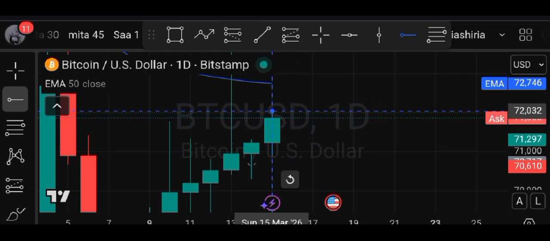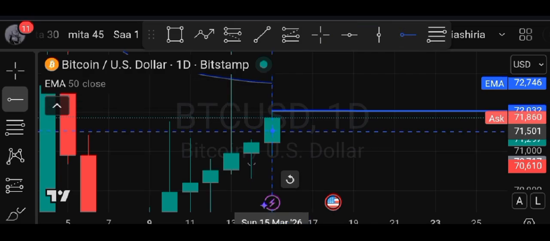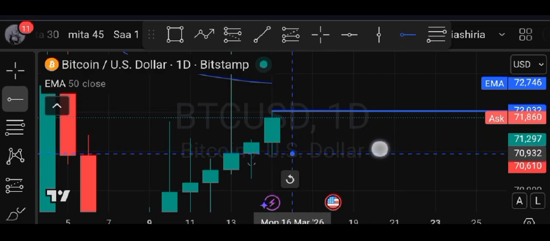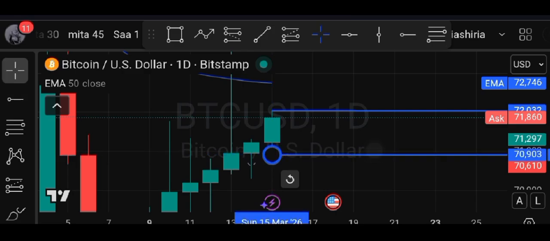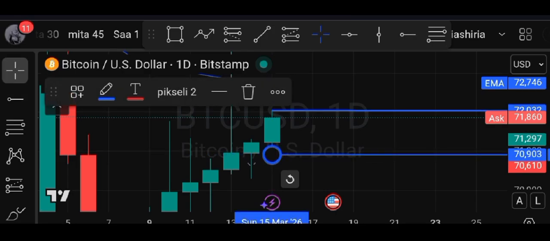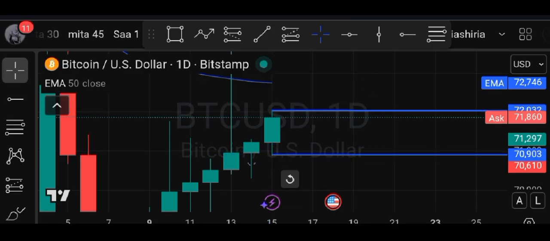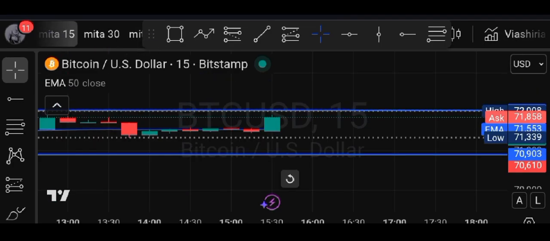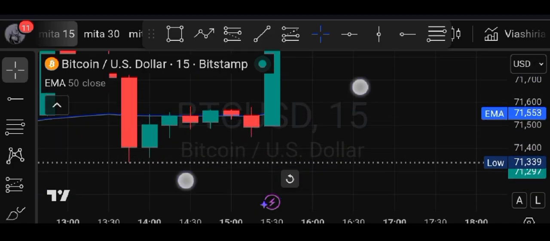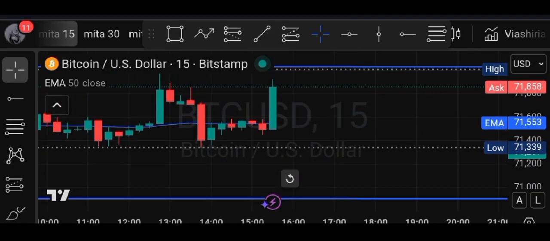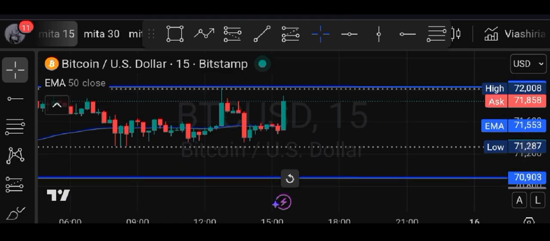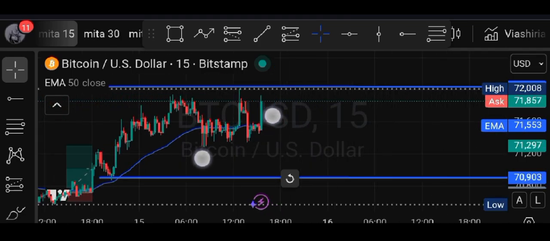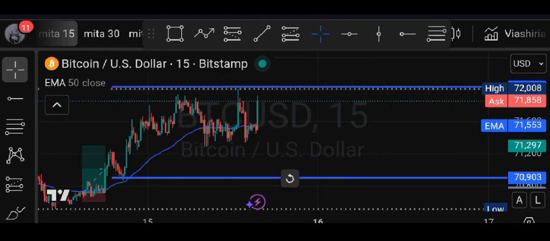Once you draw resistance and support lines like this, go to the 15-minute time frame to see if the market is buying or selling today. And that's where we will set our trap. Okay. Now we have seen our market is moving on a 15-minute time frame.